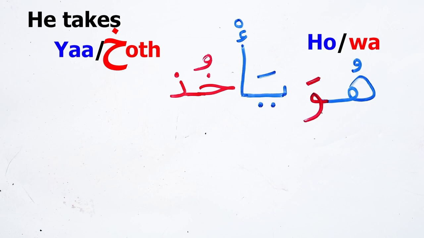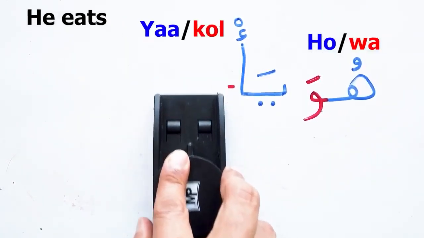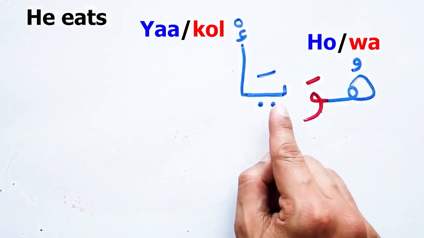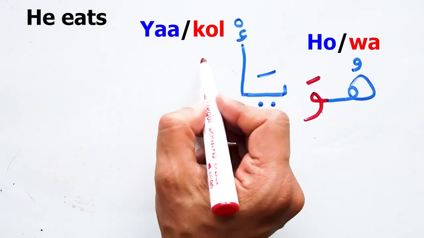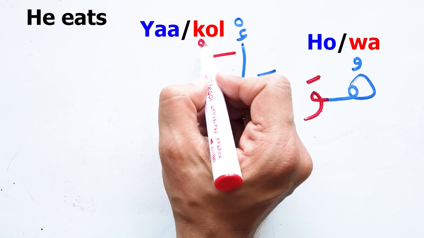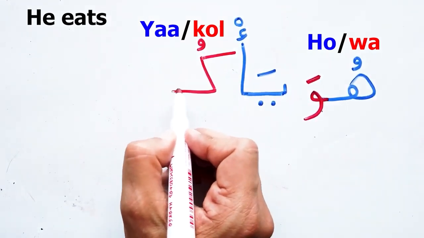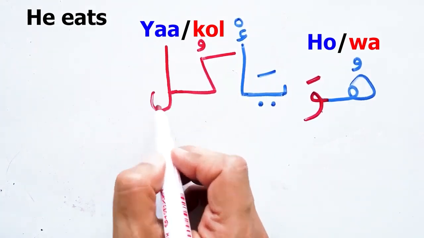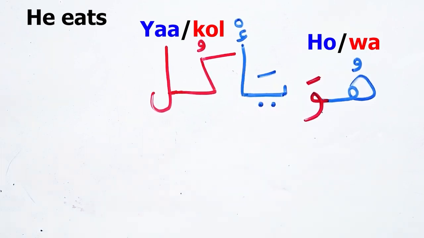The next word is هو يأكل. The sound of K, and I will add dhamma here. It sounds like O. يأكل. And then the sound of L in the end, which is lam. هو يأكل.